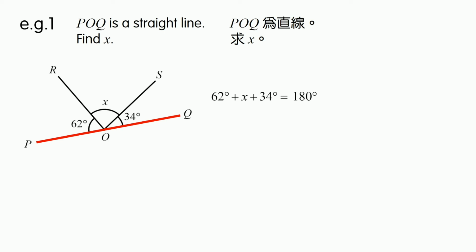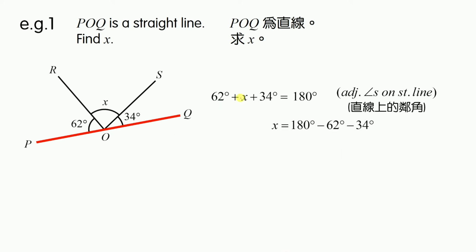Simply writing out this equation is not enough. This is because we have used the properties of a straight line. Therefore, we have to write out the reason: adjacent angles on a straight line. Now we can solve the equation. We put all of the like terms on the right side, and then we calculated x equals to 84 degrees.